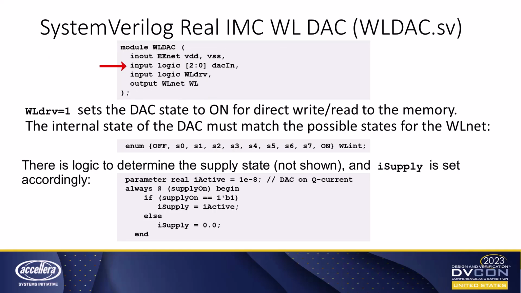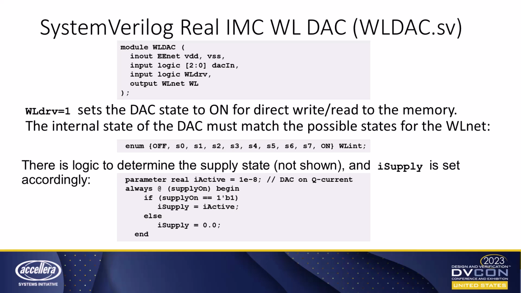Our DAC model has got, as I mentioned, a 3-bit input. And its output is that WL net type. And we've got an input logic that causes it to generate a strong drive for the word line for reading and writing. We're going to track the internal state of the DAC with an enumerated variable that's going to match the definition of the WL net. And ultimately, that gets assigned to the output of the DAC once we determine its value.